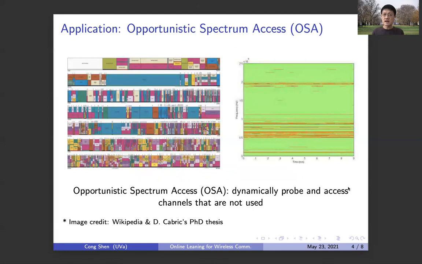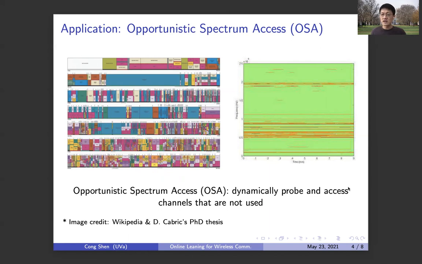So let me start with this application of spectrum engineering, in particular, the opportunistic spectrum access. This is a well-known problem. I don't think I need to talk too much for this audience. For comm engineers, this is a very well-accepted problem. We have a very crowded spectrum allocation as shown in this left figure. And on the other hand, as has been studied for almost 2 decades now, the existing allocation of spectrum really is not fully utilized.